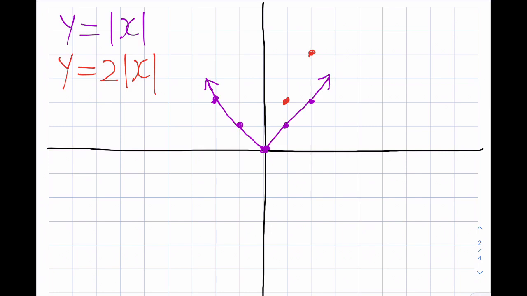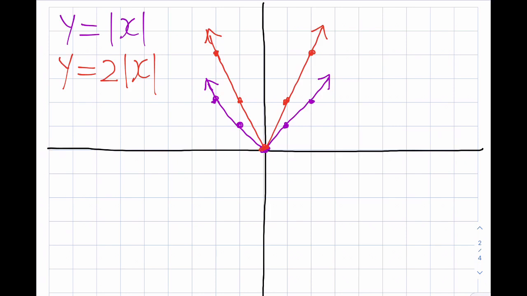And its point will also be at the origin. When x is negative 1, y will be 2. And when x is negative 2, y will be 4. So the red function's graph will look something like this. And as you guys can see, all its points have a y value that's twice as big as the points in the purple function.